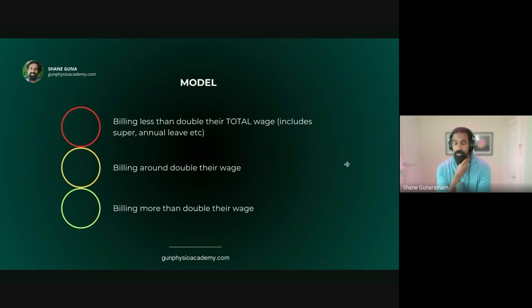And the model today, it's a traffic light model where basically if you're in the red zone, that means you're billing less than double your total wage. So that's not ideal, and this is inclusive of your super and entitlements and everything. The yellow zone is people who are there or thereabouts, so we're reasonably okay with them. And the green zone is where we want everyone to be, which is billing more than double their wage.